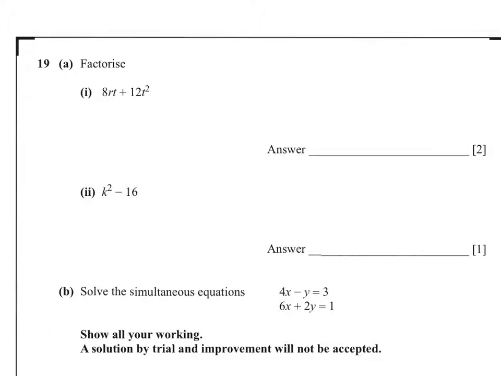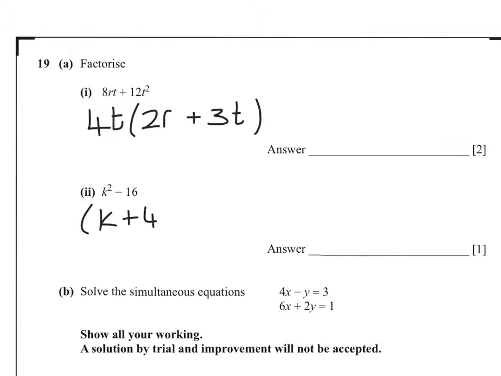Factorise, so we're looking for what 8 and 12 have in common, which is 4. And 4 times 2 gives us 8, and times 3 gives us the 12. The r is only in the first value, and both have a factor of t, and t times t gives us t squared. k squared minus 16 is the difference of two squares, so that's k plus 4, k minus 4 when factorising. That just needs learnt.